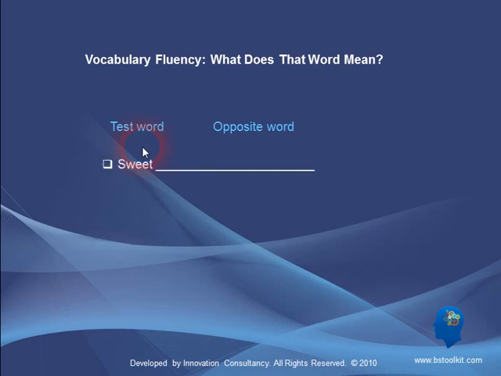First word is sweet. Opposite word. Write it down in your notebook quickly. You have 10 seconds. Or as many words as possible that are opposite to sweet. Write them down quickly. Have you done so? Next word. Opposite of different. How many words can you think of that are opposite to different?